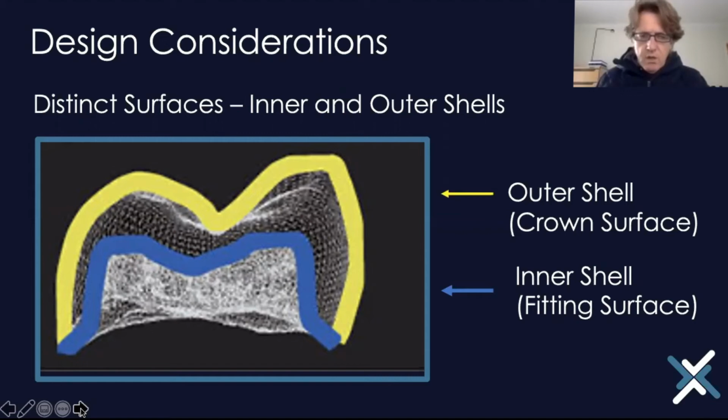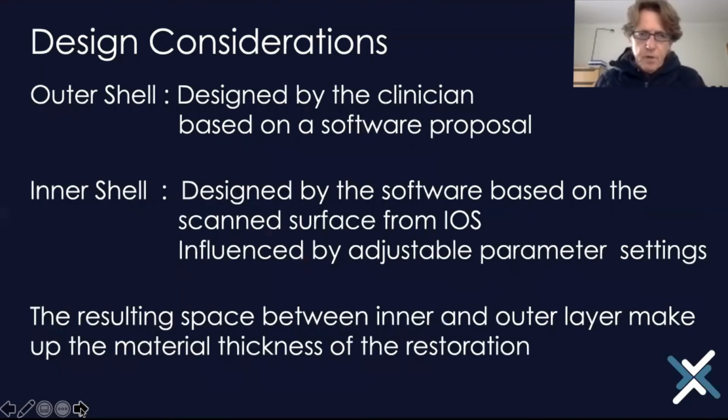On your inner shell, you have the fitting surface. That fitting surface is created by the software as a negative of the object that you scanned. So this is where it links to how you're prepping. It's important to prep in such a way that you can actually reproduce this physically. All right. So there we have it.